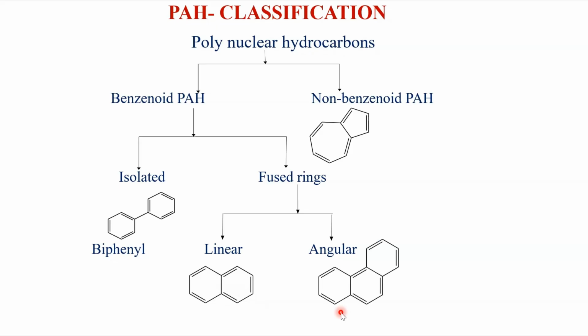In angular polynuclear aromatic hydrocarbons, they are not linearly fused. One benzene ring is fused at a different angle. The examples are anthracene and phenanthrene respectively. The subject of discussion for today's class is naphthalene.